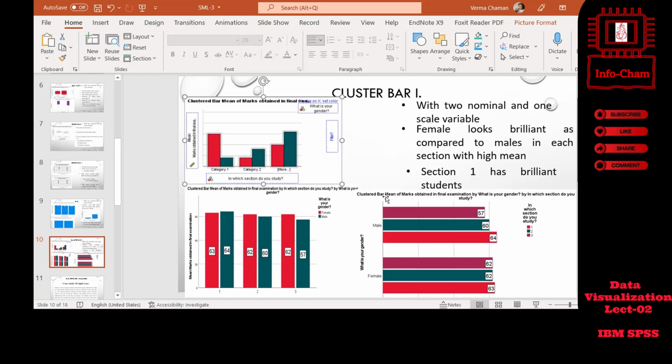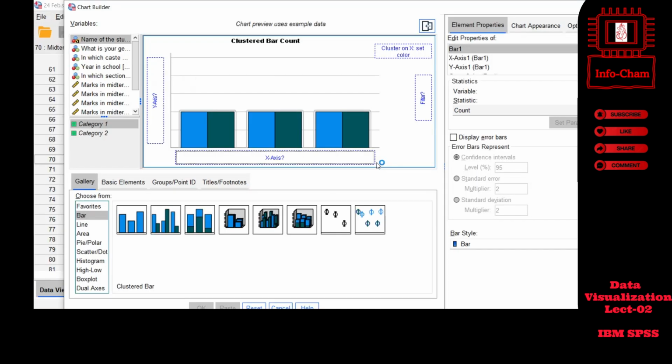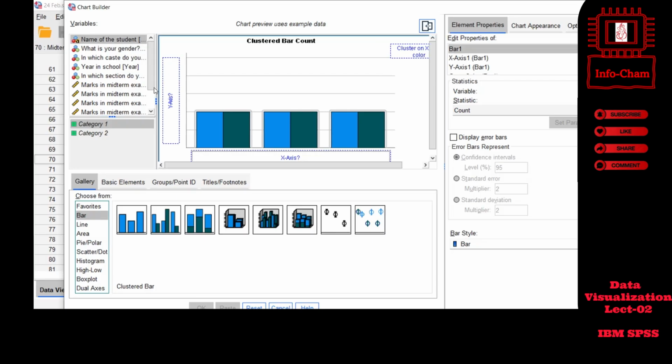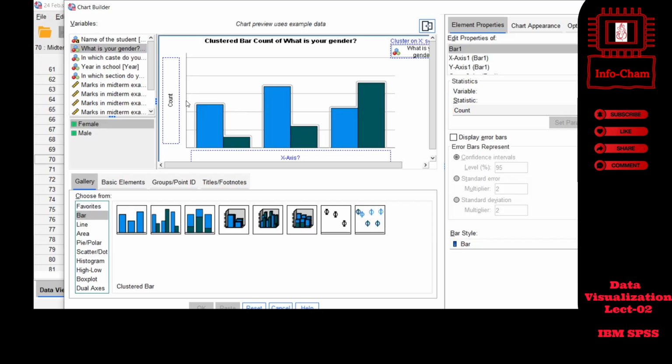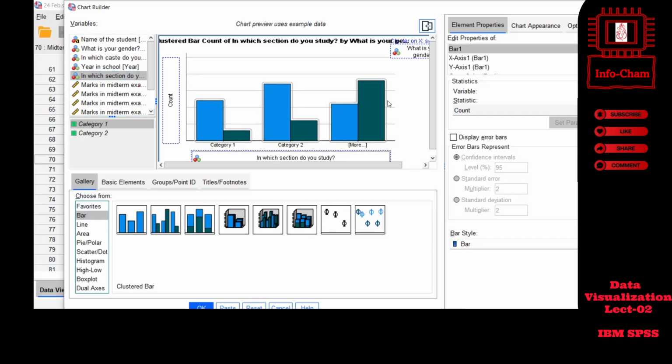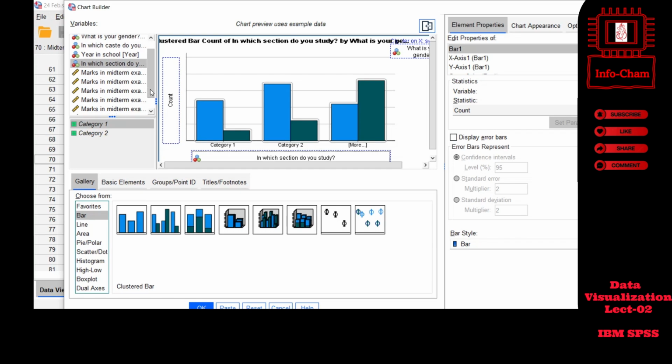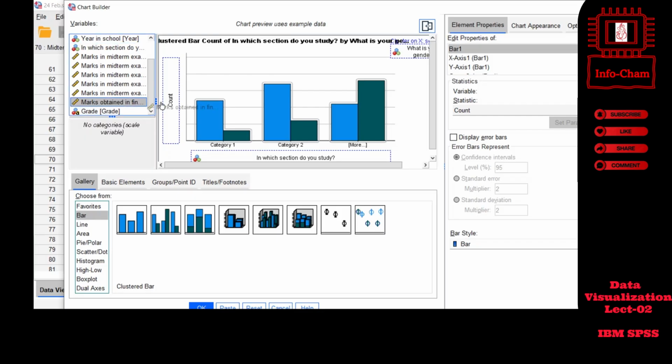Okay, in this case I want to check the two different categories. I want to check by gender and with the help of section. So take gender on the cluster side. Okay, and in this example I'm going to take section 1 2 3, right? So I put two nominal variables over here. Okay, and what about the count? I want to show you here. Let's go for the final marks again. I think it is better to see the final marks.